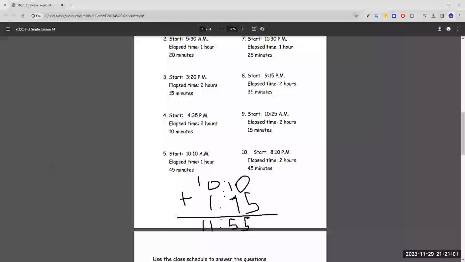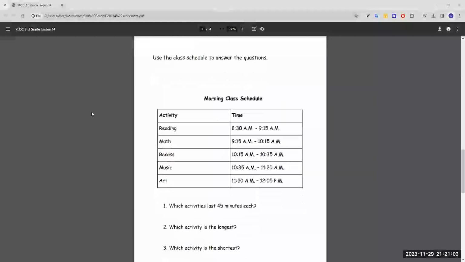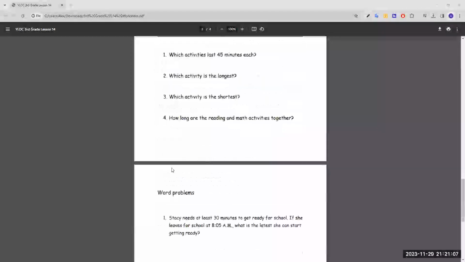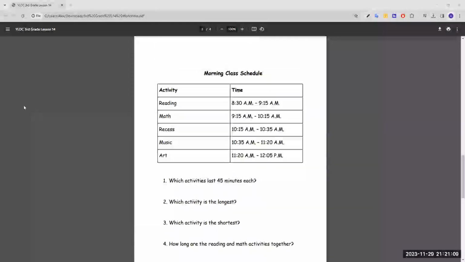Now moving on to using the class schedule to answer the questions. Number 1, which activity lasts 45 minutes each? So let's write down the duration of every activity. For the reading lasts from 8:30 a.m. to 9:15 a.m.